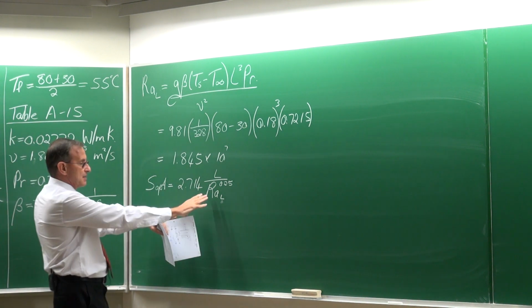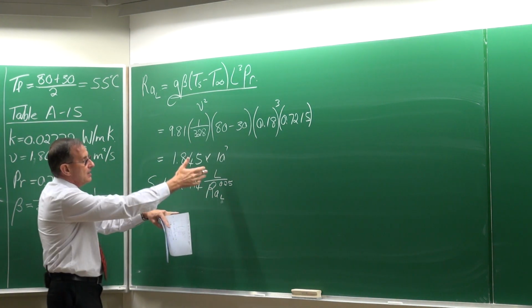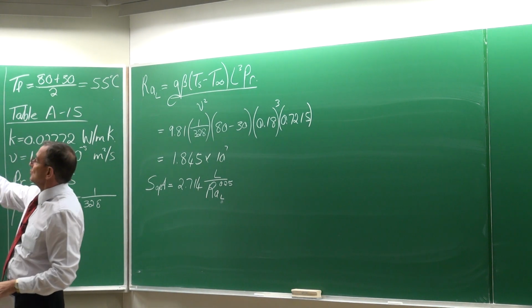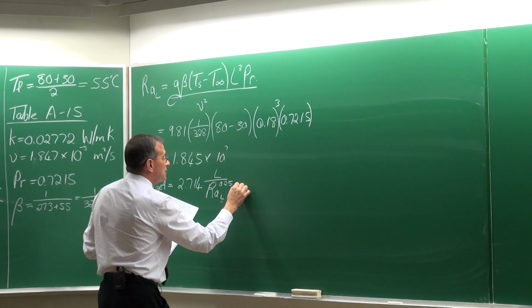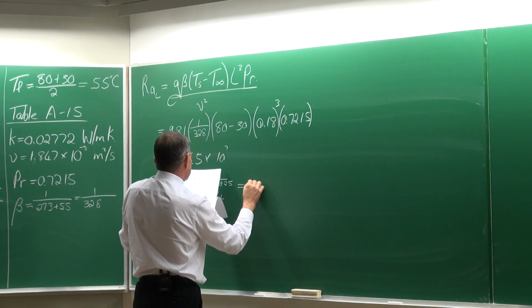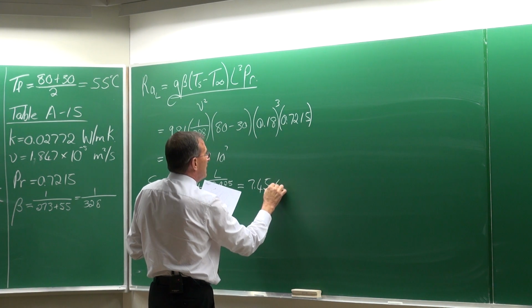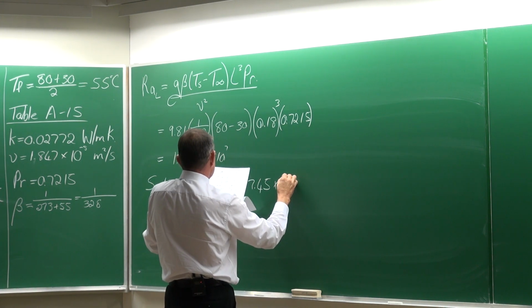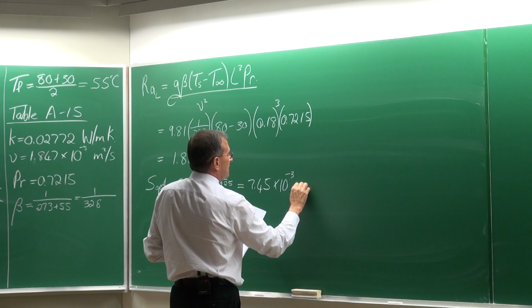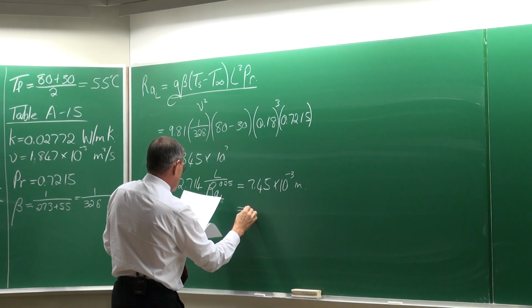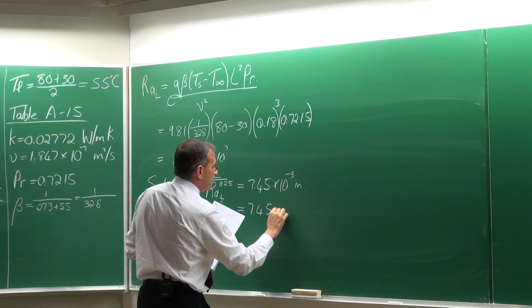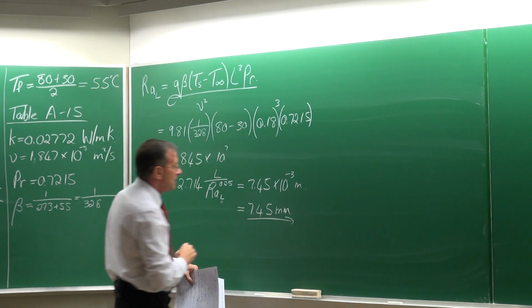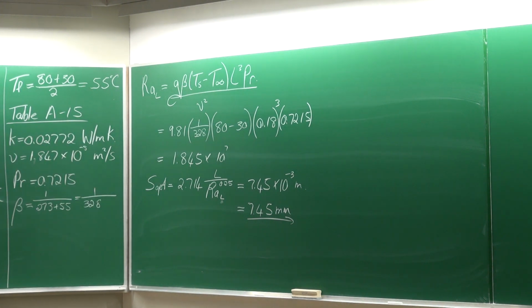I'm not going to do the substitution here because there's a Rayleigh number. We've got the length, which is equal to 0.18 meters. The result of that is that we can get the optimum spacing as 7.45 multiplied by 10 to the minus 3 meters. That's not really an engineering answer. That would be equal to 7.45 millimeters. So if the fins are spaced from each other 7.45 millimeters, that would be the optimum spacing for heat transfer.